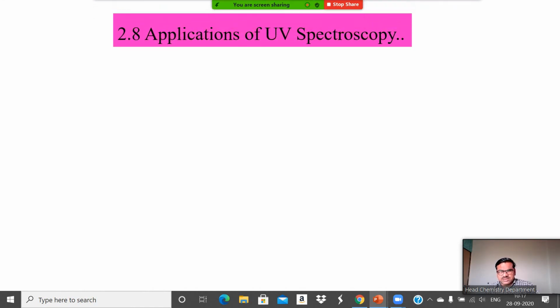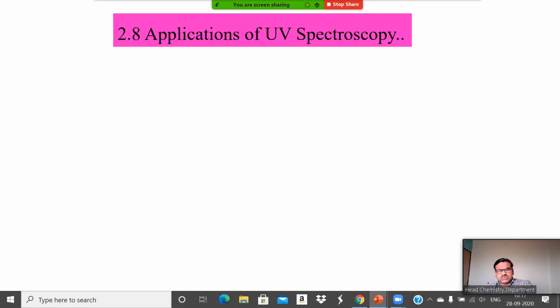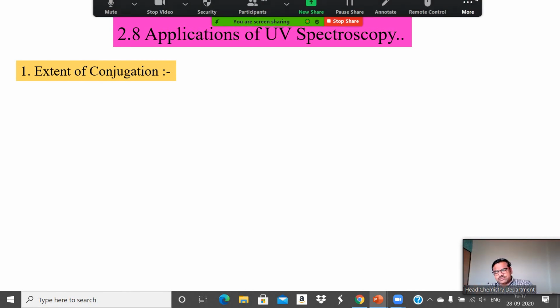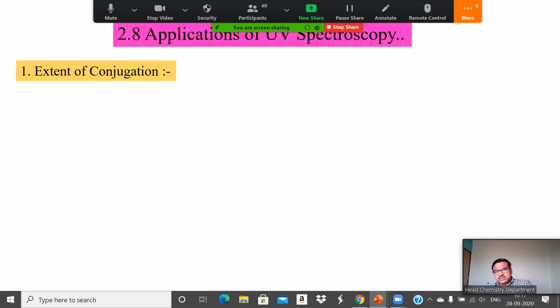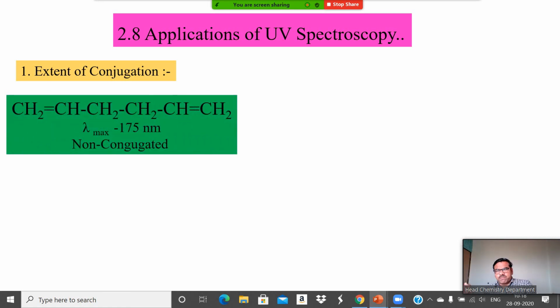Now the next part is application of UV spectroscopy. And this is the final part of the topic. Application of UV spectroscopy. Why do we have to study UV spectroscopy? Because one can understand the extended conjugation. Extended conjugation means how many extra double bonds are present in the compound. That can be identified by making use of UV spectroscopy.